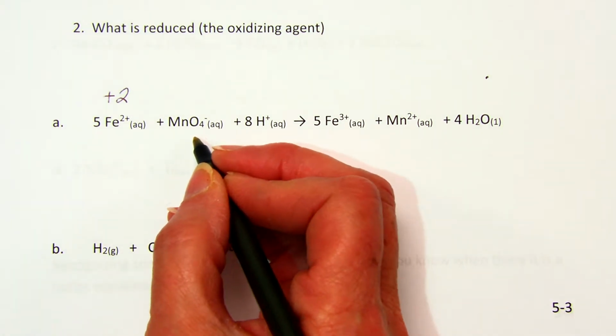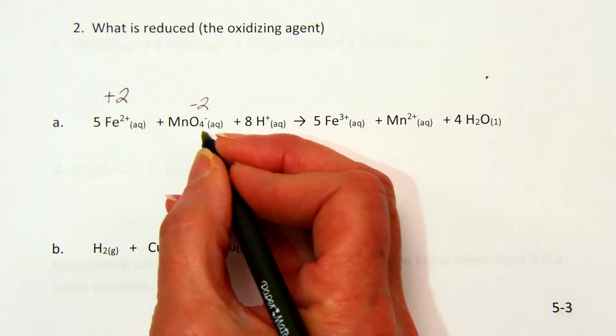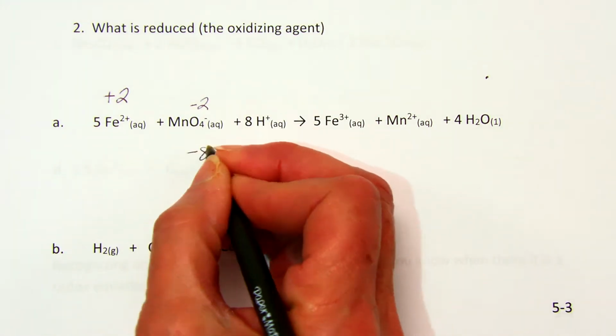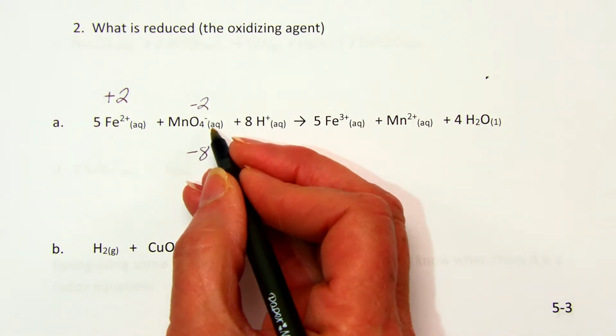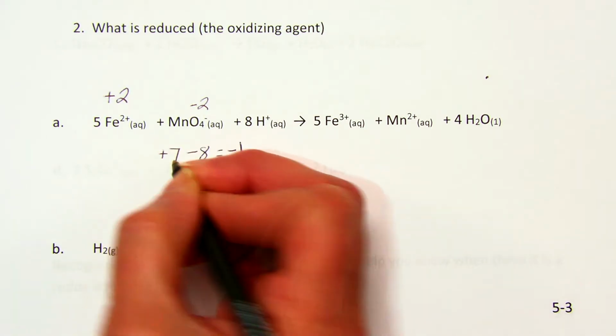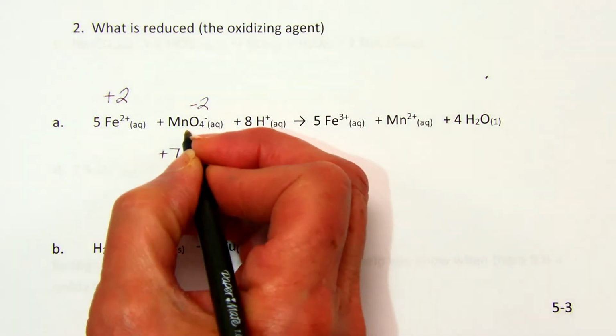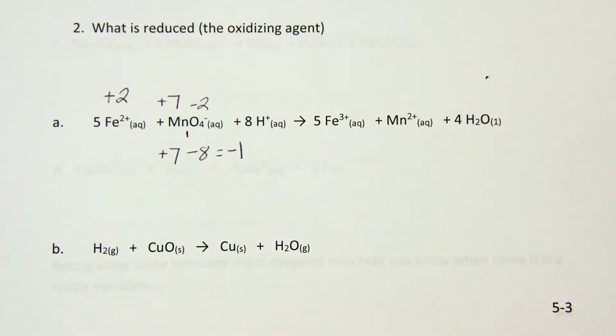Permanganate, we've got to figure this one out. So we start with a -2 for oxygen. 4 times the -2 is -8. This is going to add up to -1 because that's the charge on the permanganate ion. So manganese has to be a +7. +7 divided by 1 manganese gives me a +7 up here.